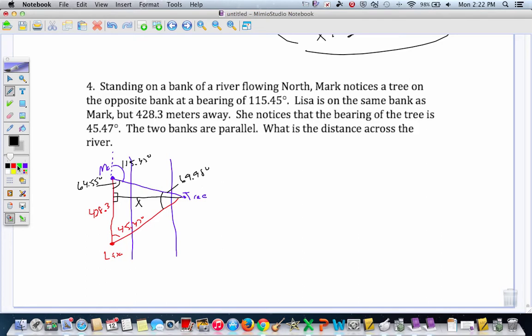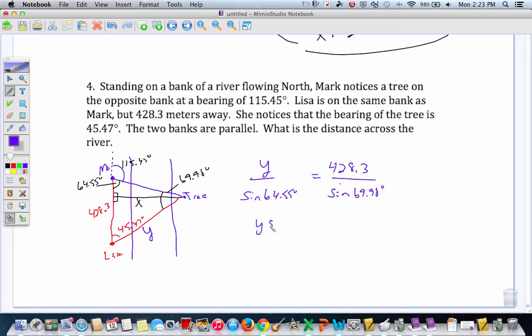So as we look, we're not going to solve for side x right off the bat. We're actually probably going to solve for one of these other two sides. So I'm going to solve for this side down here and call it y. I set up my law of sines. I have y over the angle opposite it, which is 115. I take that back. It is 64.55 degrees. The one side that I do have is the 428.3, and it is opposite my 69.98 degree angle, so the sine is 69.98 degrees.